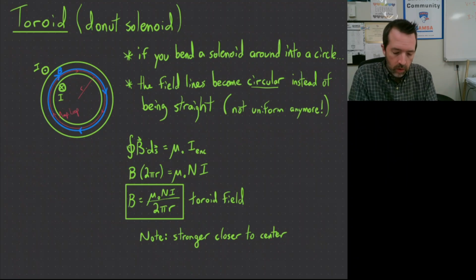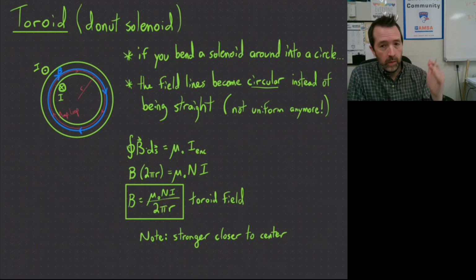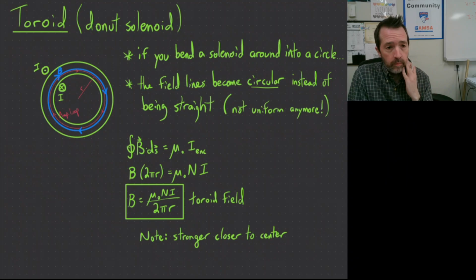And notice, unlike the solenoid formula, this does depend on a coordinate, the coordinate r, which is your distance from the center of the donut. So the magnetic field strength is not uniform. The direction obviously is not uniform. But the magnitude is not uniform either. So that's an important distinction between toroids and straight solenoids. The field is not uniform.